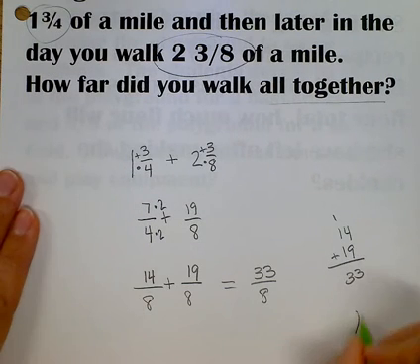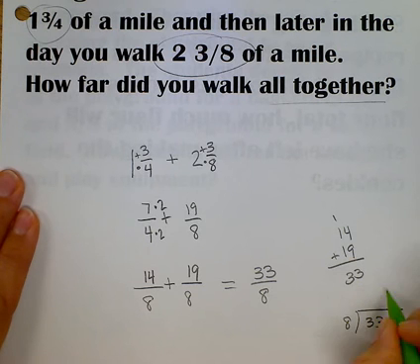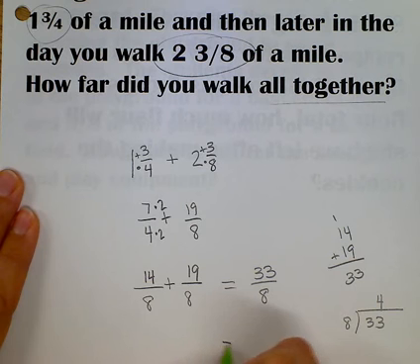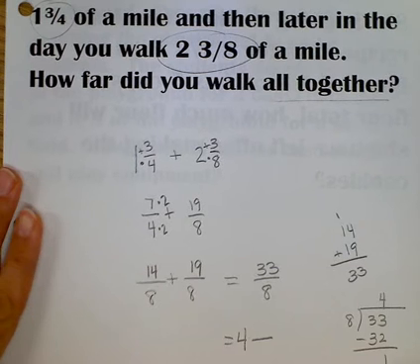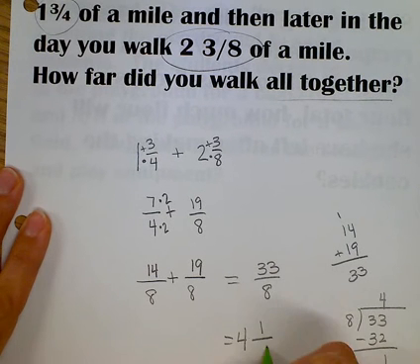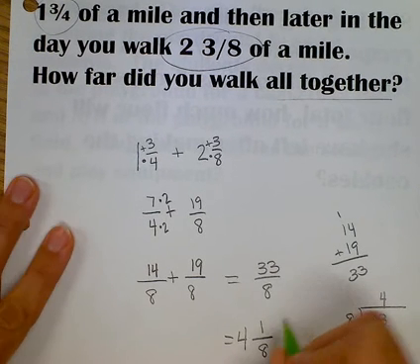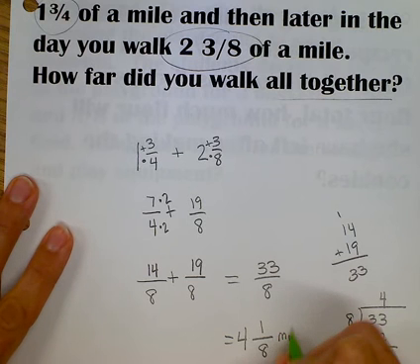So the last step then is to convert this into a mixed number. So we're going to set up our long division. Top dog goes in the doghouse. 8 goes into 33 4 times. So it's 4. 4 times 8 is 32. Subtract, we get 1. And so our remainder is 1, and the denominator is 8. So all together they walked 4 1/8 miles.